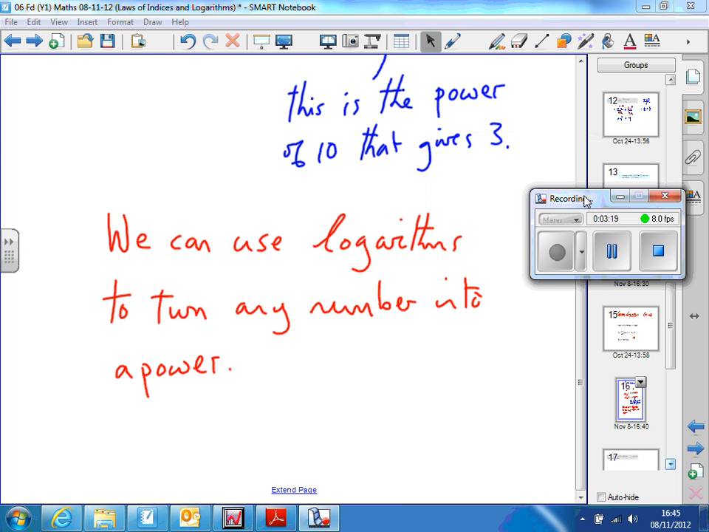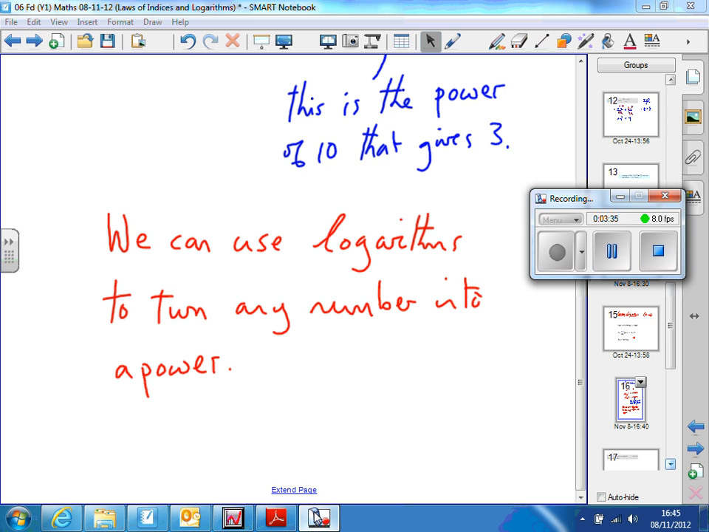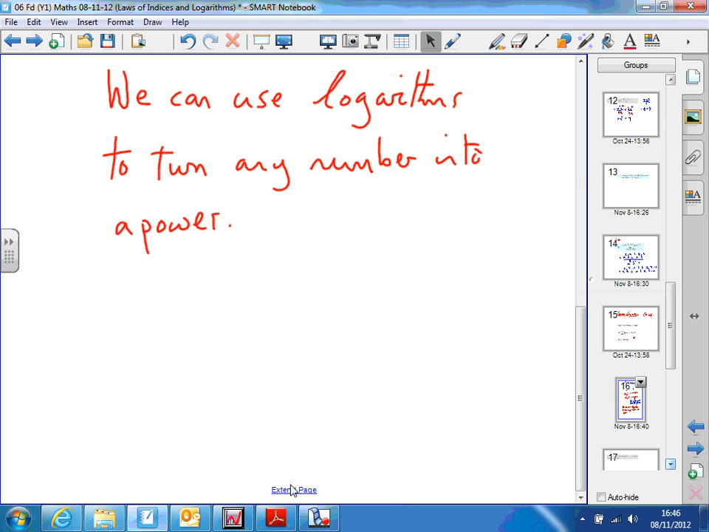So we can use logarithms to turn any number, for example, we've used it to turn 3 into a power of 10. So instead of writing 3, we can write 10 to the power 0.4771. And you might legitimately ask the question, why? We turn numbers into powers to allow us to use these laws of logarithms.